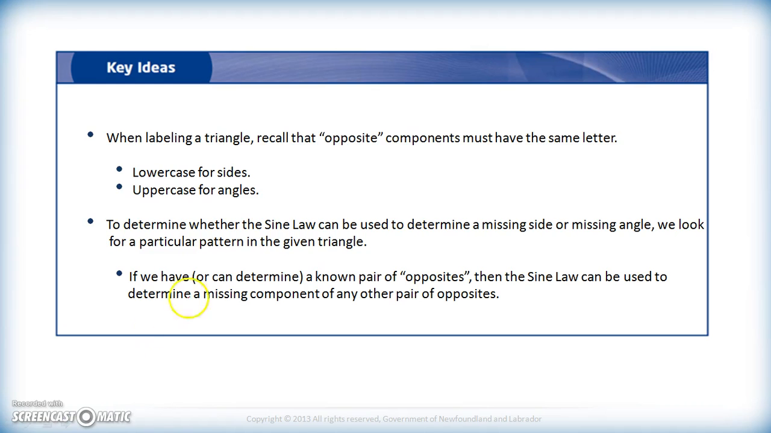Okay, so quick rehash, remember all the stuff about labeling lowercase, uppercase, opposites, and to determine whether or not the sine law can be used, we have to have, first of all, a known pair. Then the one thing that we're looking for, we have to have the part of it that's opposite, or we have to be able to find it quickly like we did in the last example. So that's it. That's how we determine whether or not we can use that law.